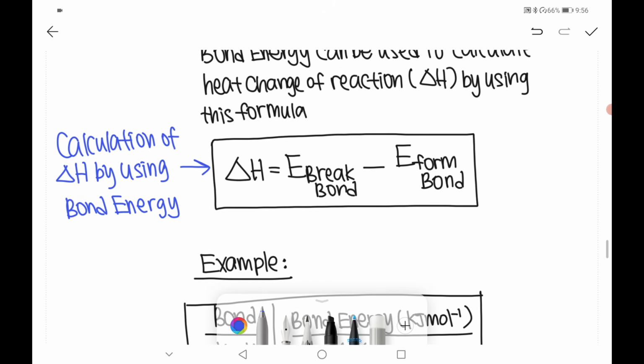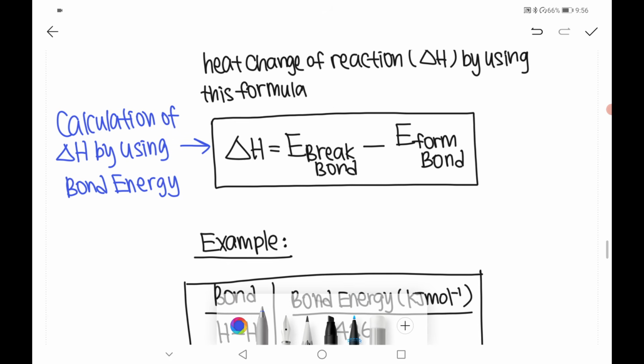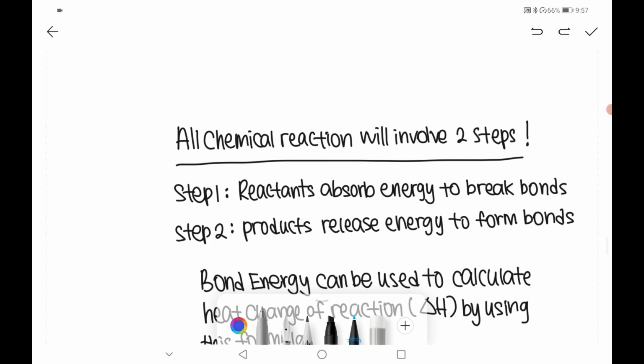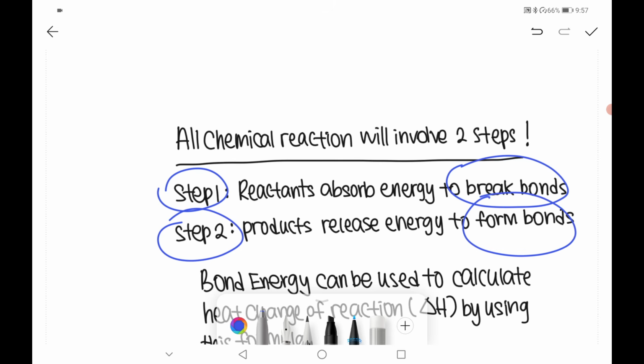This is the formula for you to calculate the delta H by using bond energy. The formula is: energy to break the bond minus energy to form the bond. In a chemical reaction, you always need to break the bond, then only form the bond. The sequence is important. You must break the bond first, then only you form the bond. That's what you can see.